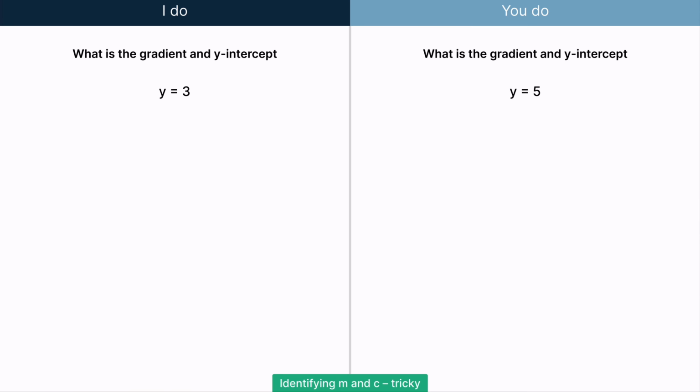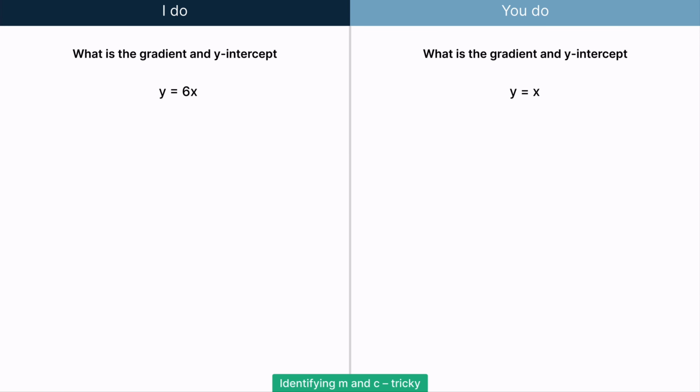So looking at this one here, now if I write down the equation of a straight line, y is equal to mx plus c, you'll notice there's no x term. Okay, that means the gradient of this line is 0. Okay, so we do have a y-intercept, which is 3. So the line crosses the y-axis at 3, but it does not have a gradient. And again, the same thing here, y is equal to mx plus c, there's no x term, so the gradient is 0, and the y-intercept is 5.